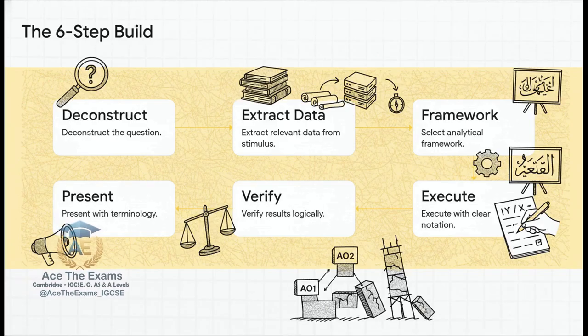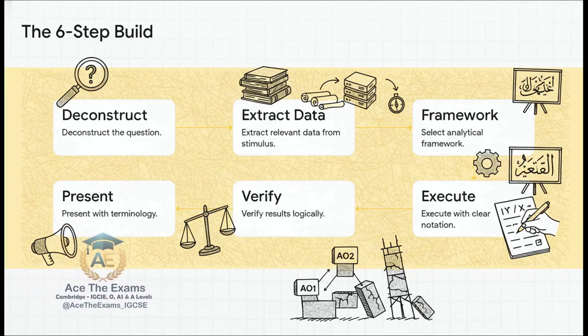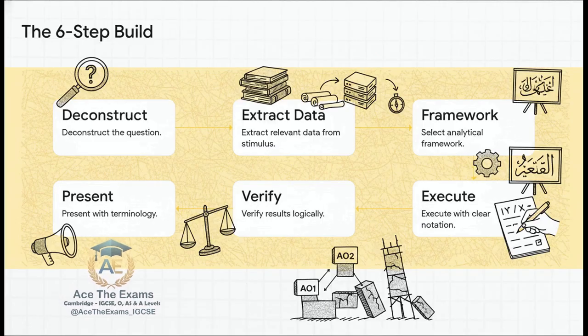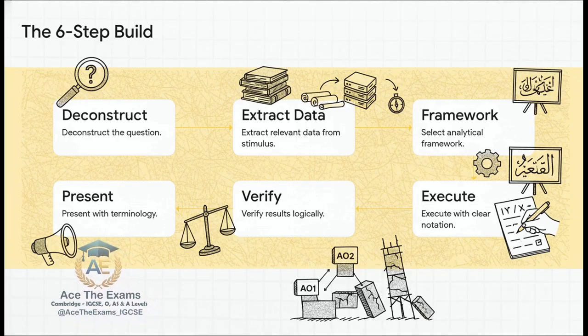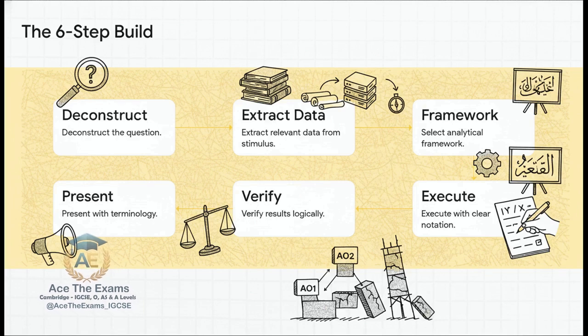During this step-by-step build, you have to carefully balance your assessment objectives. AO1 is your knowledge, right? Those are your raw materials. AO2 is your understanding. That's your mortar. And AO3 is your analysis and evaluation, which is the steel rebar holding it all together. If you skip even one of these steps, your 140-word tower is going to lean, and it will eventually fall.